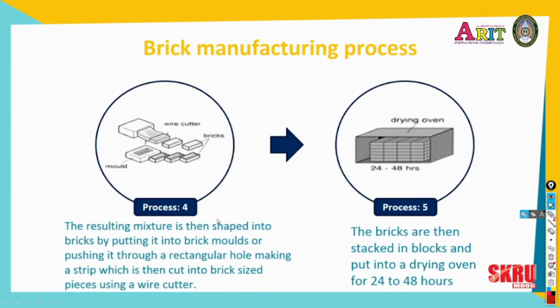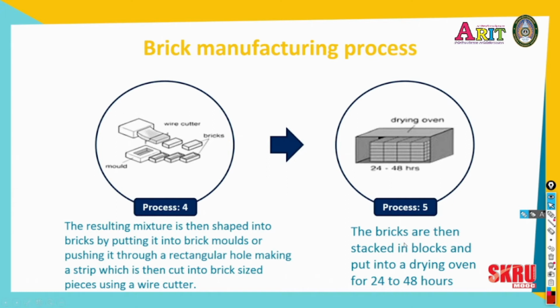Step 4. The resulting mixture, clay, sand and water, is then shaped into bricks by putting it into brick molds, one option, or pushing it through a rectangular hole, making a strip of clay, which is cut into brick-sized pieces using a wire cutter, just as described in the picture.